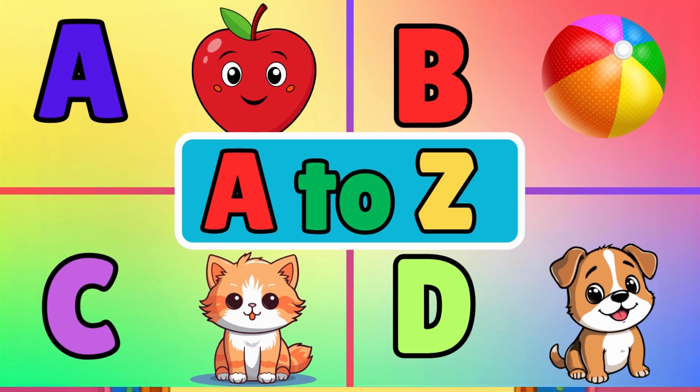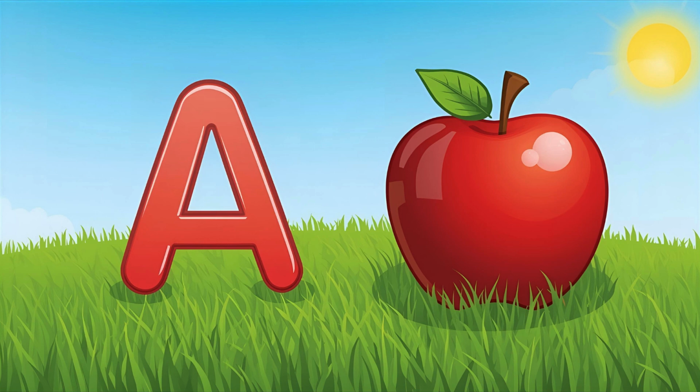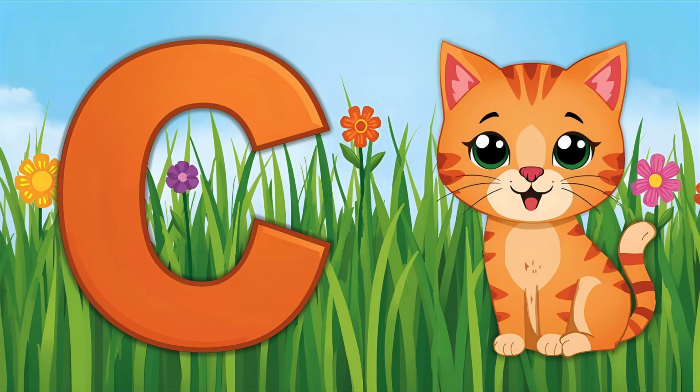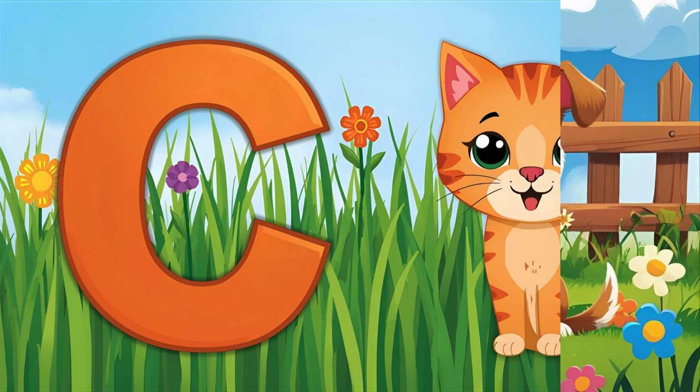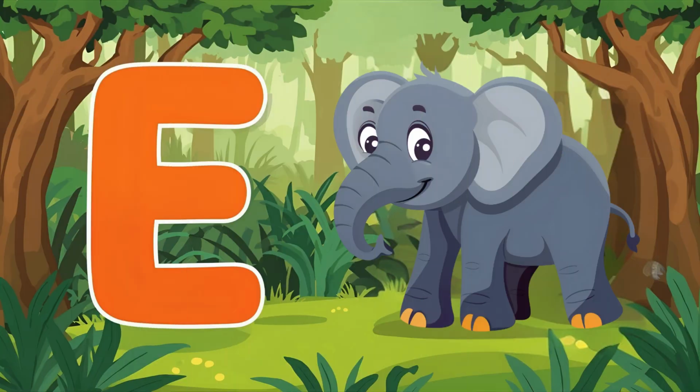Let's learn the alphabets A to Z with words. Are you ready? Let's start. A for apple. B for ball. C for cat. D for dog. E for elephant.